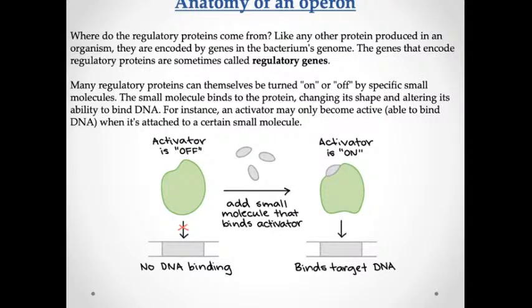So how do the regulatory genes work? The genes that encode regulatory proteins are sometimes called regulatory genes, and many regulatory proteins can themselves be turned on or off by specific small molecules. The small molecules bind to the protein, changing its shape and altering its ability to bind DNA. For instance, an activator may only become active when it is attached to certain small molecules. Whenever the activator is off, there is no binding, so nothing will happen. But when a small molecule is attached to it, the activator is on, then it binds to the target DNA. Only then can it do its function.